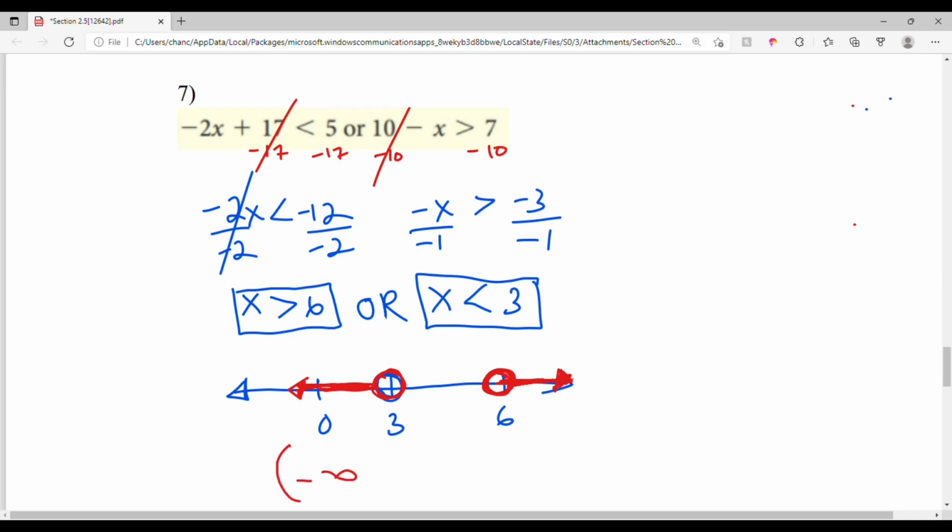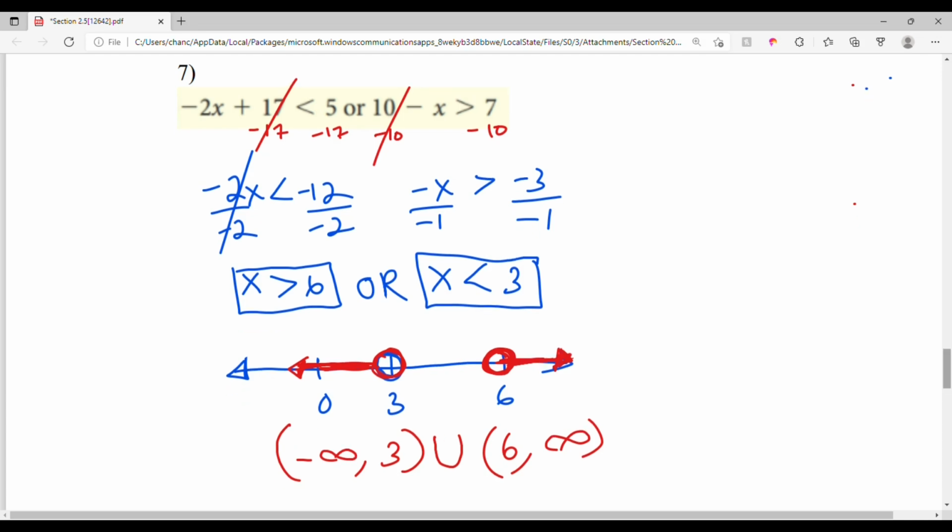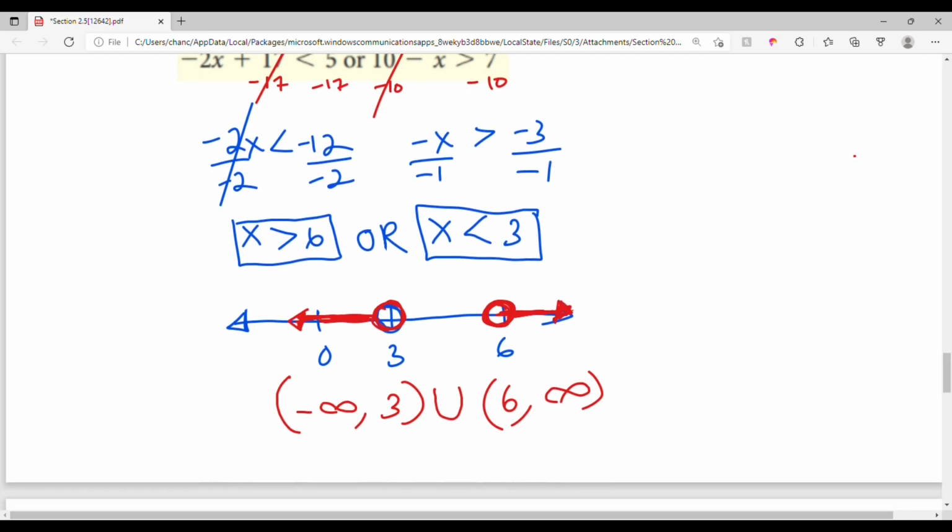Negative infinity, comma 3, parentheses, and don't forget that union. We're going to join them together with a union. Another parentheses, 6, comma infinity. And if you look at the picture, look at our interval notation, it's in the same position. The 6 is on top of the 6, the 3 is on top of the 3, the infinity is on top of the infinity, and so we know that we wrote the correct interval notation.